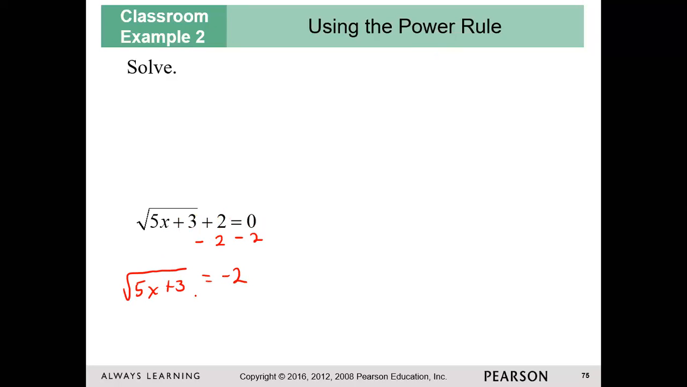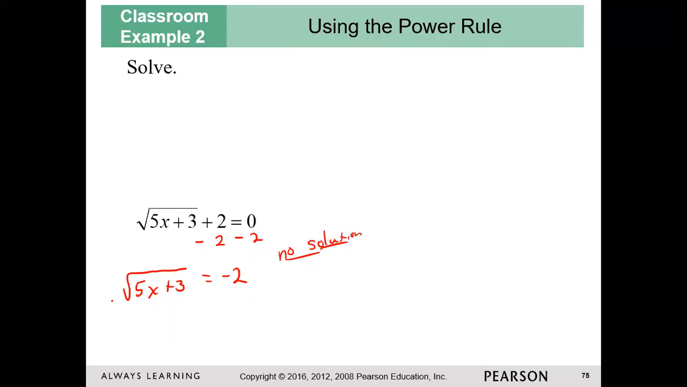And what's nice about this is that we can stop. Because if you take the square root of a value, doesn't matter what's in here, you're never going to get a negative. The square root of 9 is 3. The square root of 16 is 4. The square root of 100 is 10. The square root of negative 100 is not negative 10. The square root of negative 4 is not negative 2. So this right here is a no solution situation.